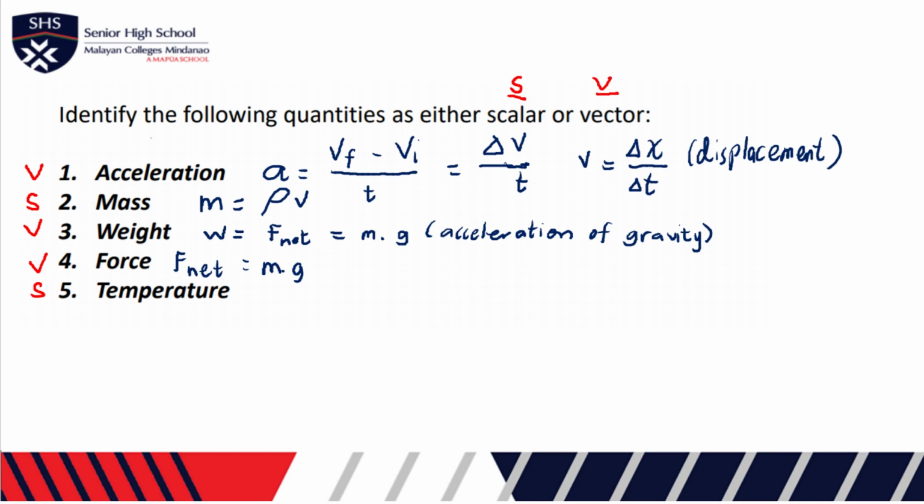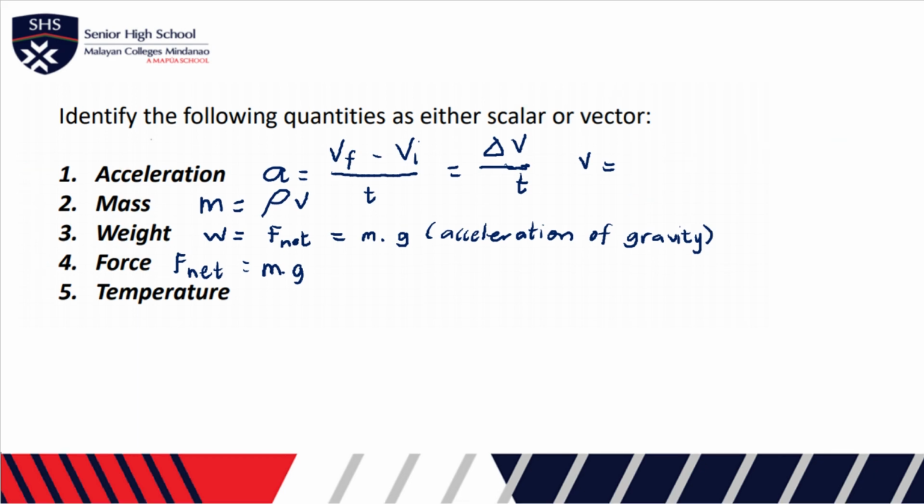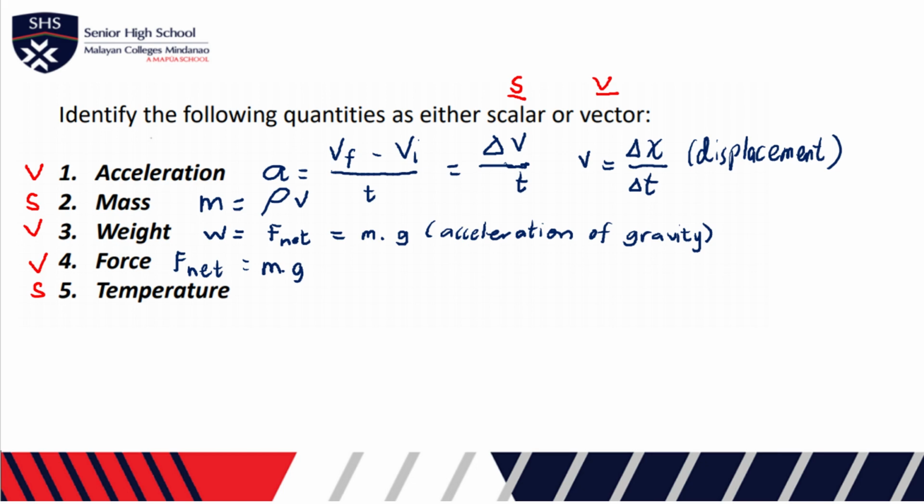Now for the force, force can be expressed through net force equivalent to mass multiplied by g, or the acceleration of gravity. With that, force is still a vector quantity. Lastly, temperature doesn't have any direction at all. It only has magnitude. With that, temperature can be considered a scalar quantity.